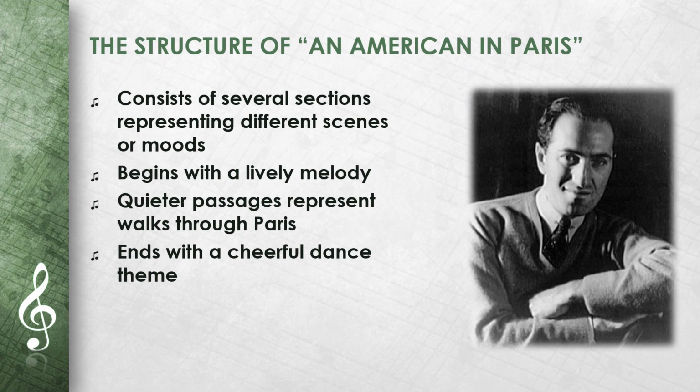The piece An American in Paris consists of several sections that represent different scenes or moods. It begins with a lively melody that shows the excitement of an American in Paris. After that, quieter passages follow, representing walks through the streets and parks of Paris. The piece ends with a cheerful dance theme.